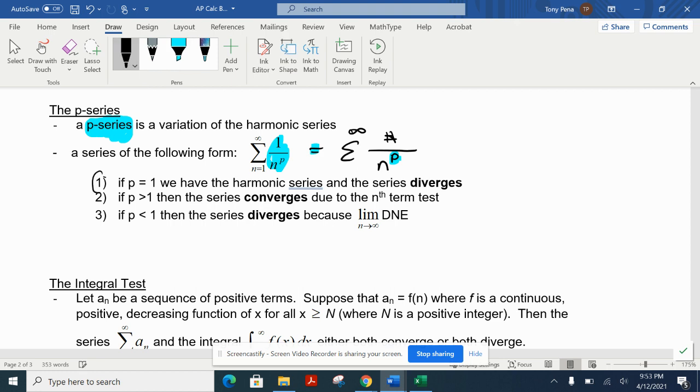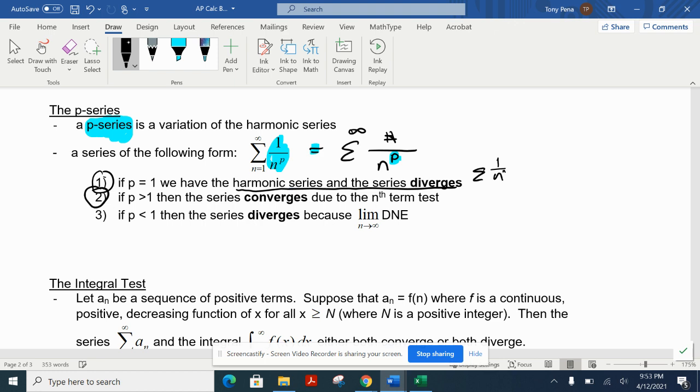So if I look at number 1 here, if your p is a 1, our function might look like this, 1 over n, because the p is the exponent of this n. Well, isn't this a harmonic series? So because that's the harmonic series, then this is going to diverge.